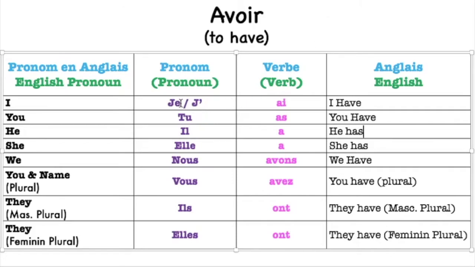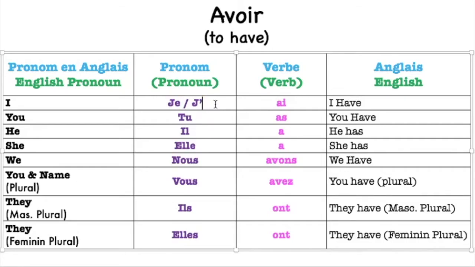Now, the second change you may have also noticed is over here under the pronoun. Je, I also put a J with an apostrophe. Now, there's a rule in French that if a word ends with the letter E and the next word starts with a vowel, you have to take off the E from the first word and turn it into an apostrophe. This is a very basic rule in French, and it's very common to see this.